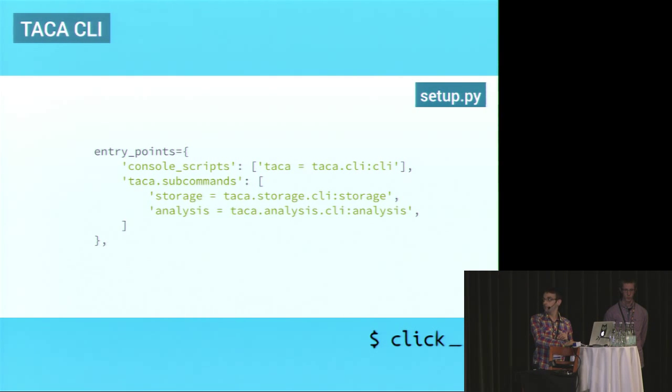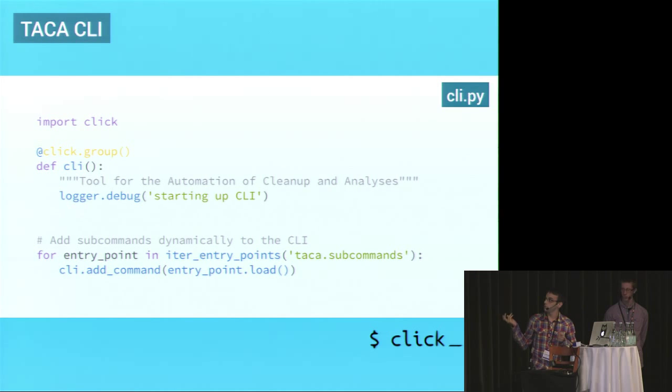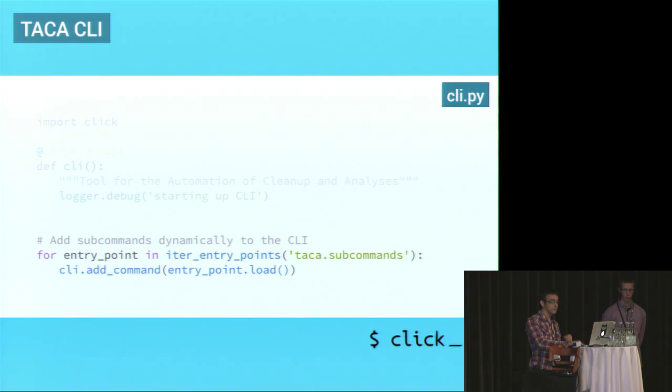This is the small piece of code that you need for building a command line interface with Click. Basically, you create a group for the main command. Then the important thing to notice here is that we are loading the subcommands dynamically. So you can build your tool by dynamically loading subcommands from either this package or maybe plugins as well.